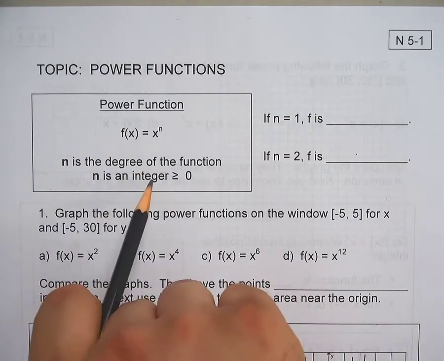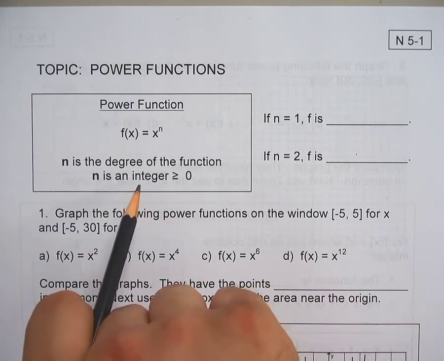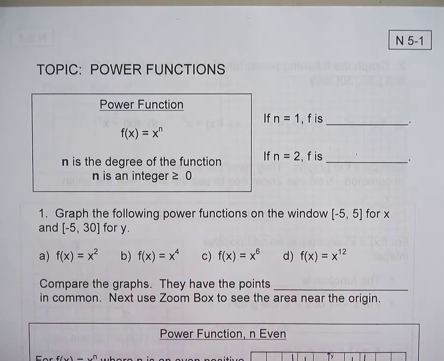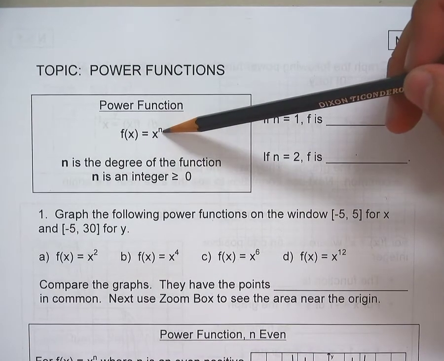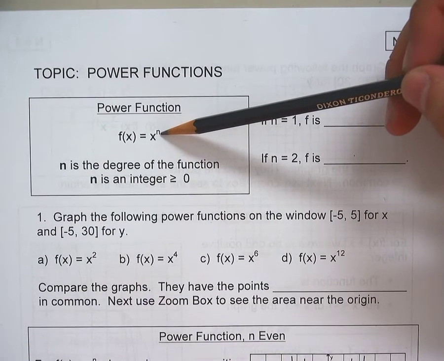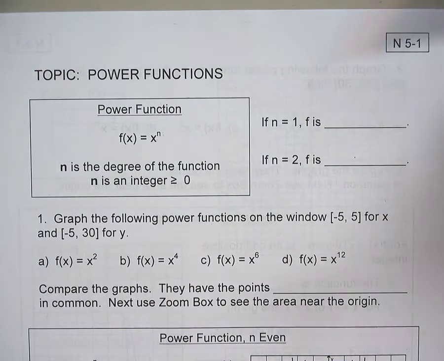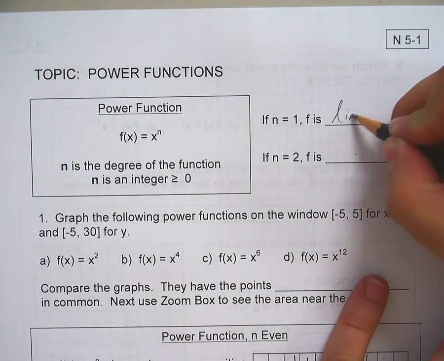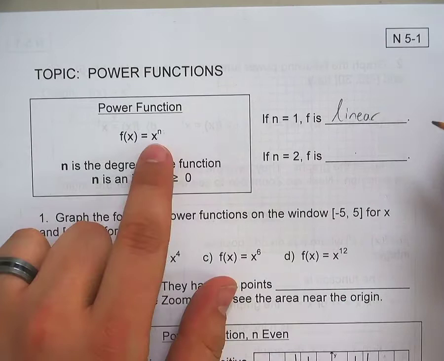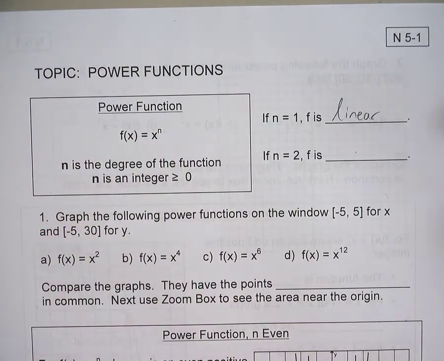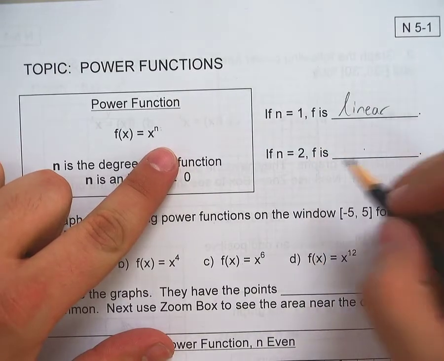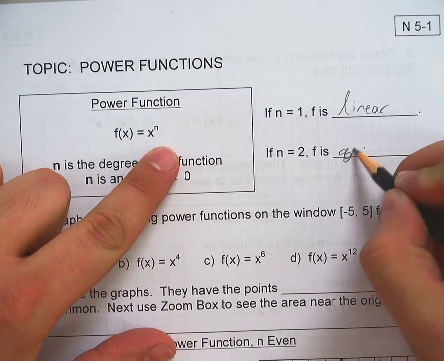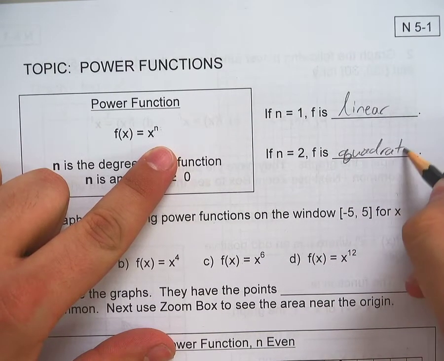So n represents the degree of the function. And n has to be a whole number. That's what an integer means, bigger than or equal to 0. So if this was f of x equals x to the first power, or just x, in other words, if n is 1, then we would call that linear. It'd be a line, right? What if it was squared? Well, then it'd be quadratic, a parabola, which would make it a quadratic function.